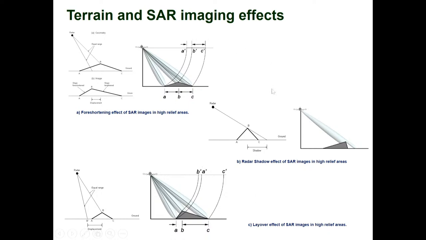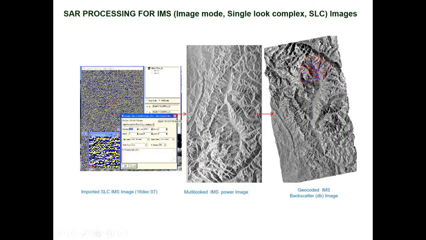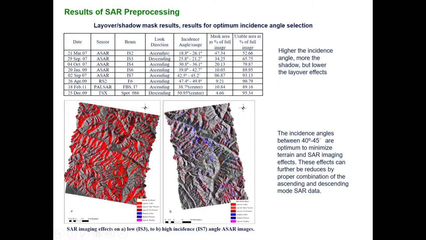So these kinds of issues you may face in the SAR data, and these effects may change with the local incidence angle. Once you have the raw data, you have to do the multi-looking, then you have to geocode the data. Why is geocoding required? So that we can overlay our boundaries and do the analysis. I told you that layover and shadow change with the incidence angle.